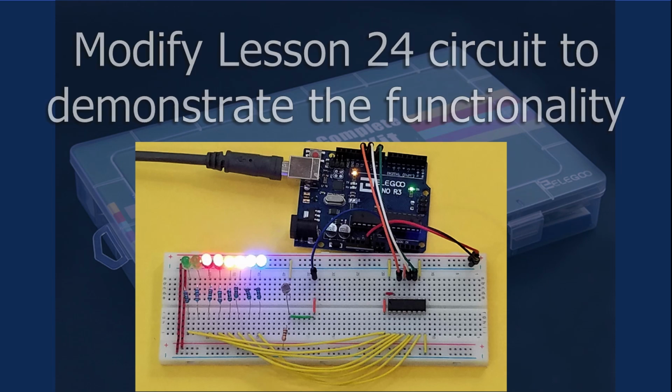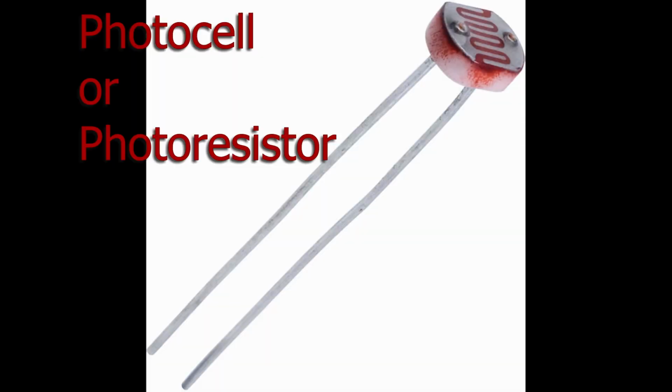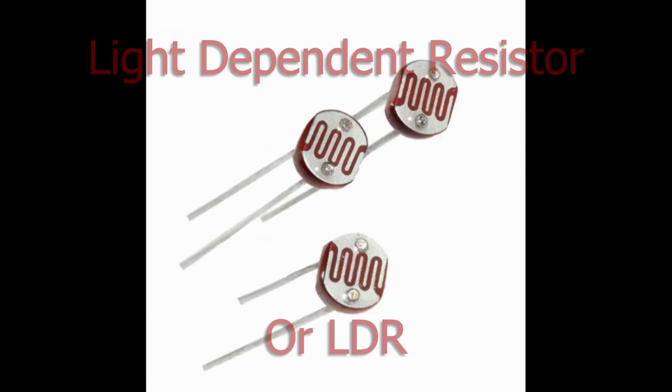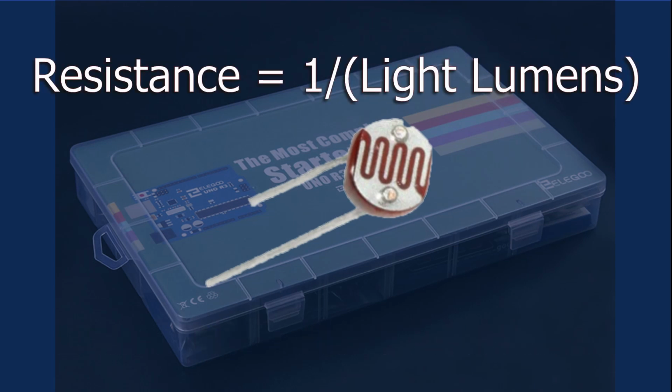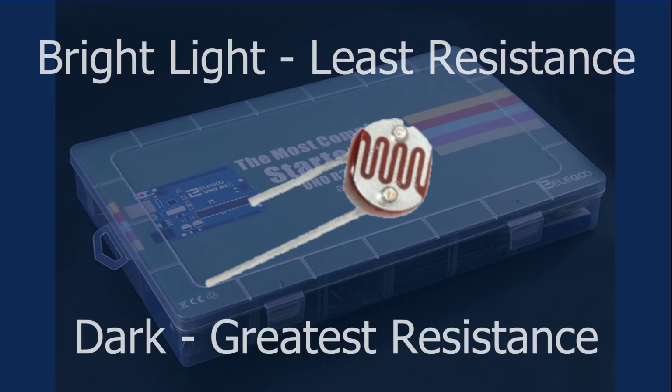So let's start building. The photocell or photoresistor that is included in the kit is a light dependent resistor, or LDR. And as the name suggests, the resistance varies with light. And this resistance is inversely proportional to the amount of light falling on the device. In other words, the LDR resistance is the least in bright light and the greatest in complete darkness.